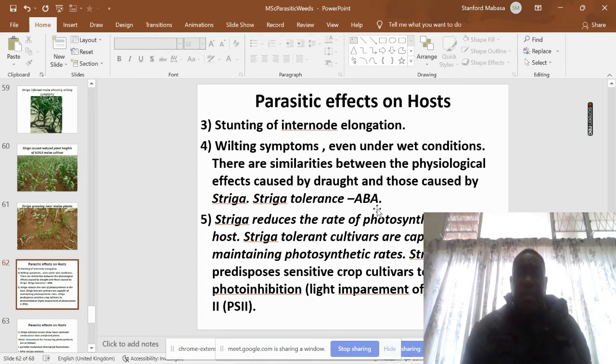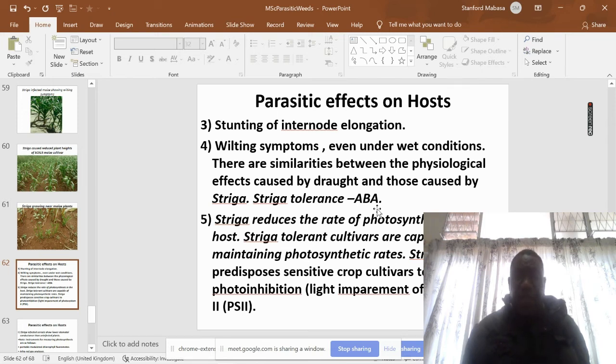There are similarities between the physiological effects caused by drought and those caused by striga, because usually you have abscisic acid accumulating in the leaves as a signal of drought or as a signal of the plant parasites.